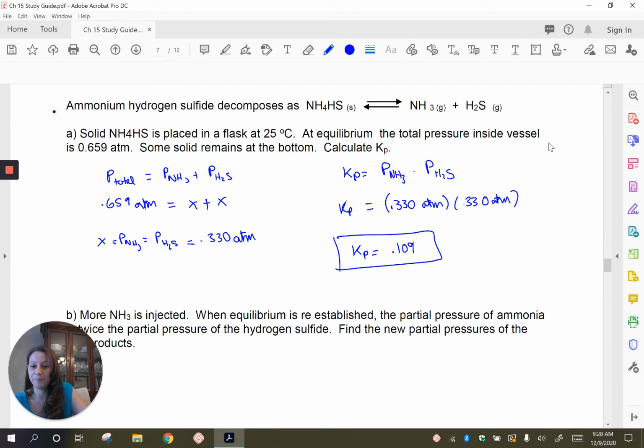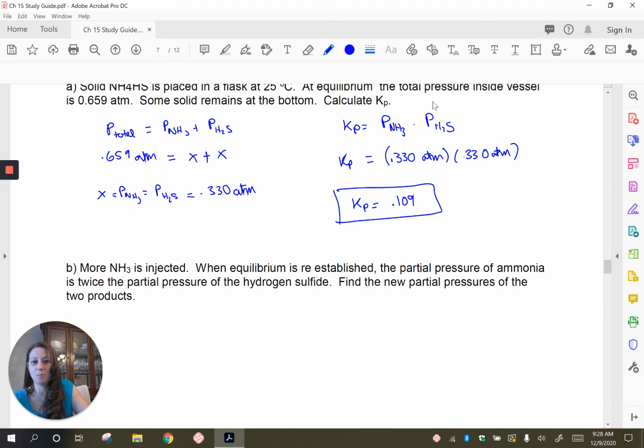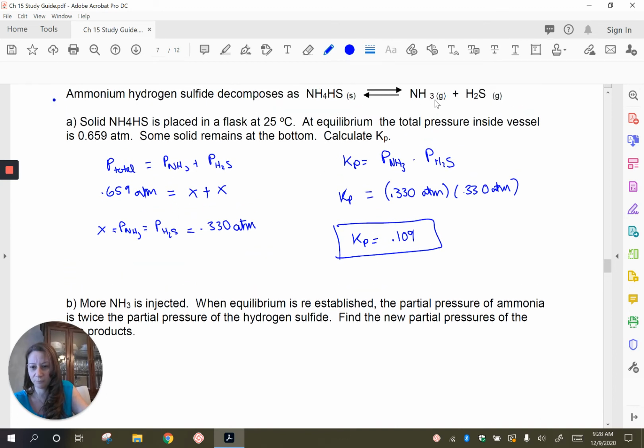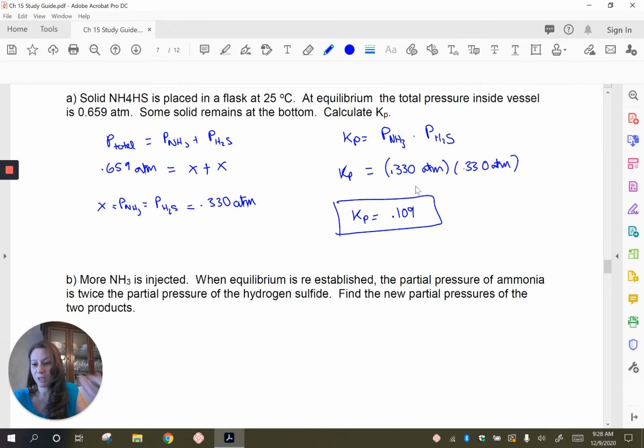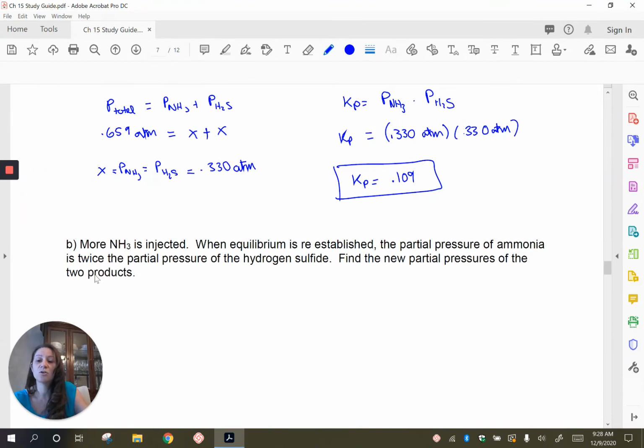Okay, let's look at B. So it says more NH3 is injected. So we've reached equilibrium, but then we added some more ammonia. Okay, so more of the product. So it took some time, but then equilibrium was reestablished. The partial pressure of ammonia is now twice the partial pressure of the hydrogen sulfide. We want to find the new partial pressures of the two products.